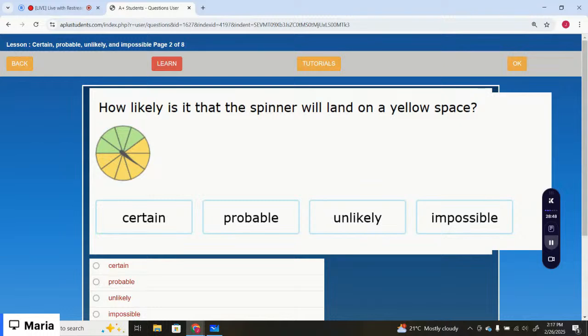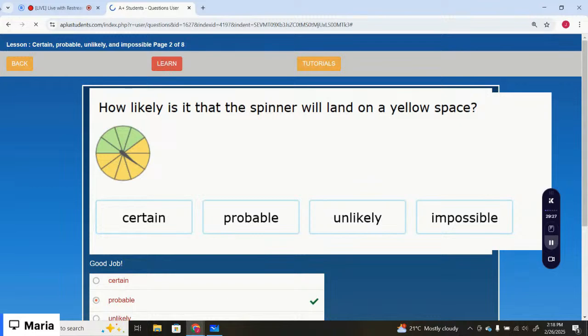How likely is it that the spinner will land on yellow space? One, two, three, four. Four portions are green, and one, two, three, four, five, six of the portions are yellow. So how likely is it that the spinner will land on yellow space? It is probable because most of the portion is yellow, so it will probably land on yellow.